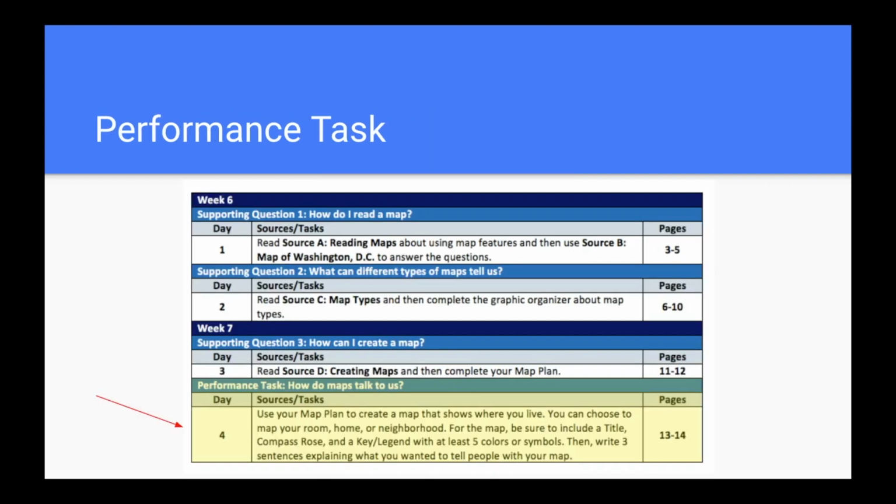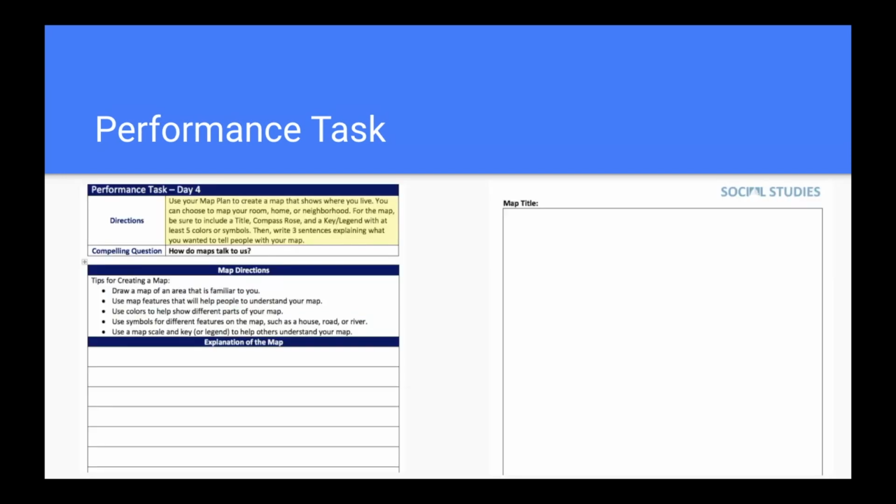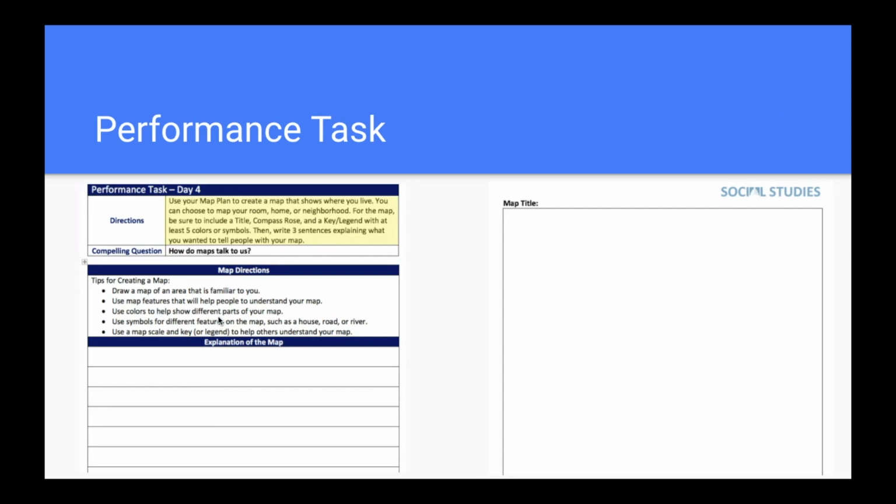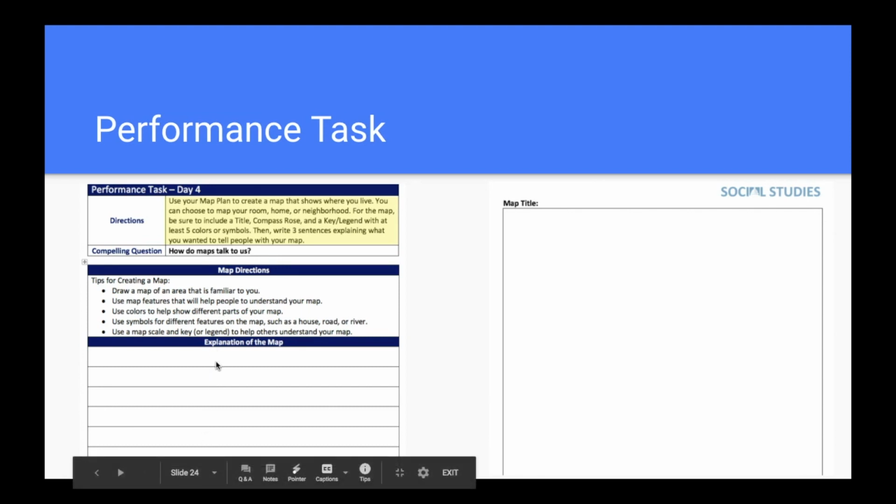Now it's time to put all your new knowledge and practice into this unit's performance task. Remember, you're going to use your map plan from yesterday to create your own map that shows where you live. You will include a title, a compass rose, and a key or legend with at least 5 colors or symbols. This will all be done in the blank box found on the last page of the packet. You will also write 3 sentences explaining what you wanted to tell people with your map.